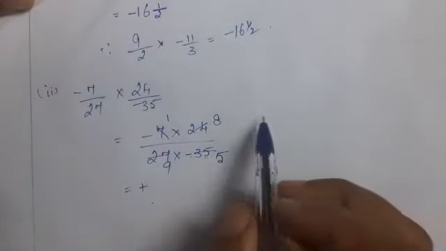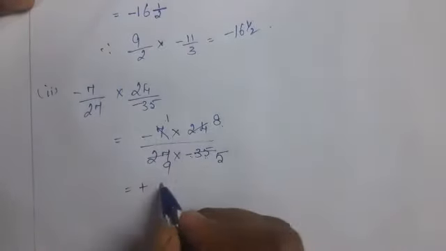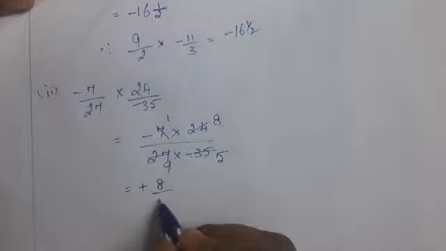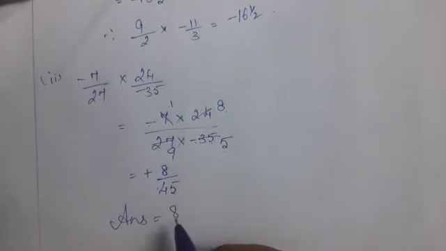Now, you didn't have the common factor, just multiply. 1 into 8, 8, 9 5s are 45. Therefore, our answer is 8 by 45.